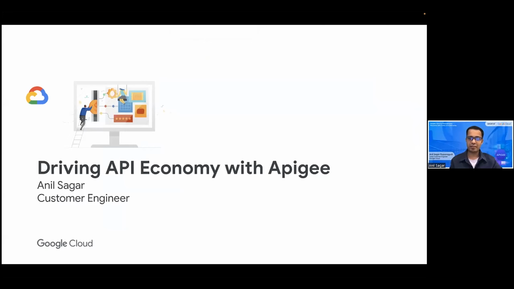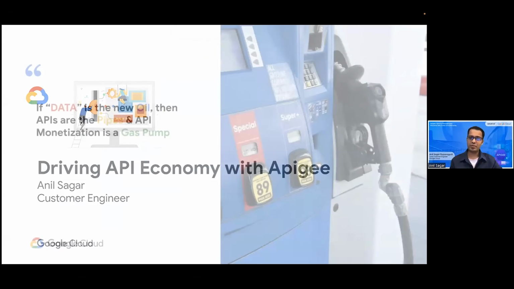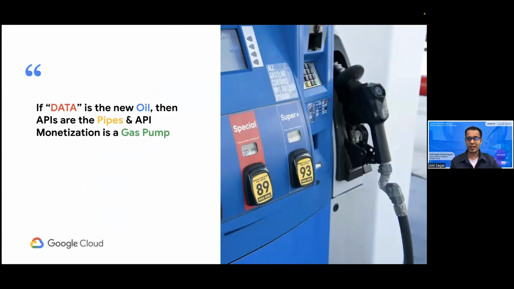In the next 15 minutes, we will be talking about how large organizations and small innovative companies are driving the API economy with the Apigee API management platform. Let's talk about API monetization. Everybody understands that data has a huge value in every organization. Google's mission statement says: organize the world's information and make it universally accessible and useful. So every company treats data as their asset. To put it simply, data is the new oil, and APIs are the pipes that carry that oil and deliver it to the end users.